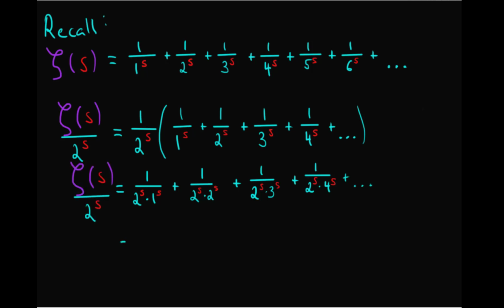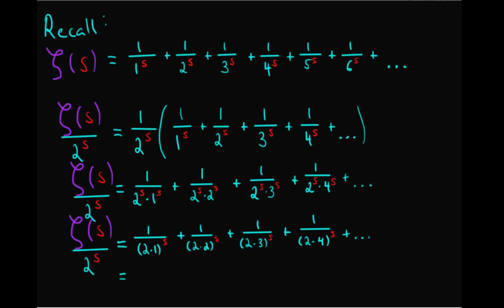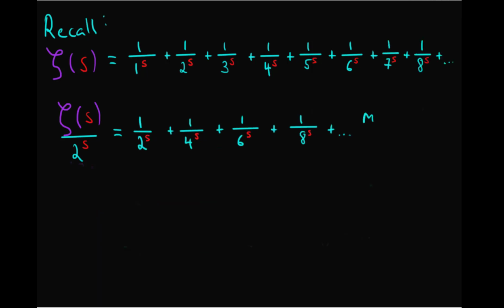So then when we combine terms in the denominators, we get zeta of s over 2 to the s equals 1 over (2 times 1) to the s plus 1 over (2 times 2) to the s plus 1 over (2 times 3) to the s and so on. So what do we end up with? We end up with zeta of s over 2 to the s equals, doing these multiplications in the denominator, 1 over 2 to the s plus 1 over 4 to the s plus 1 over 6 to the s plus 1 over 8 to the s and so on. So I'll just move that result to the second line here.